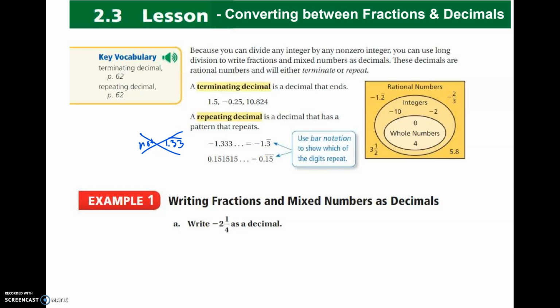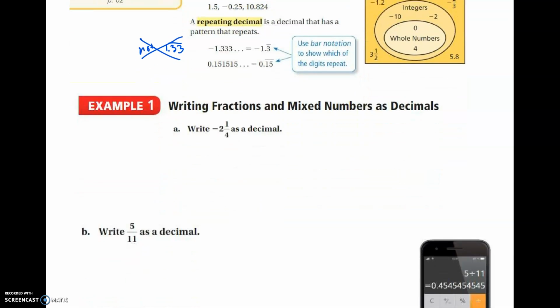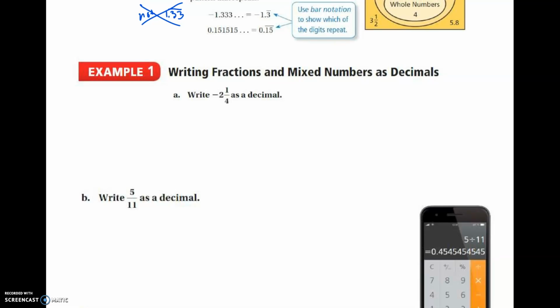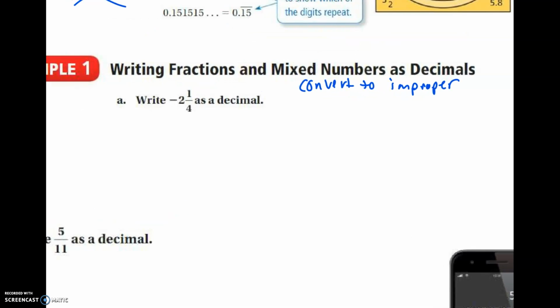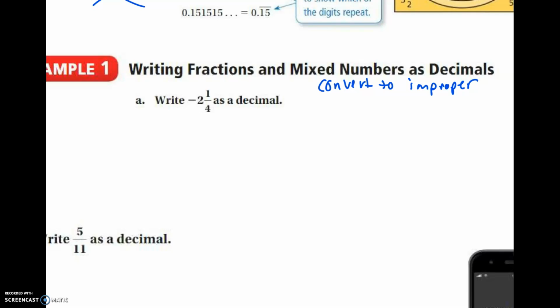Okay, so the idea is let's go ahead and write some numbers as decimals. What we want to do is just use long division. Now, in order to do long division, we have to be able to convert our mixed number to an improper fraction. So the first thing we need to do is convert to improper. We do that by doing that multiplication method that we used to do, right? So 4 times 2 plus 1. So 4 times 2 is 8 plus 1 is 9.